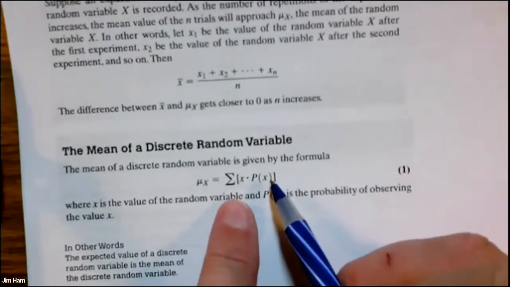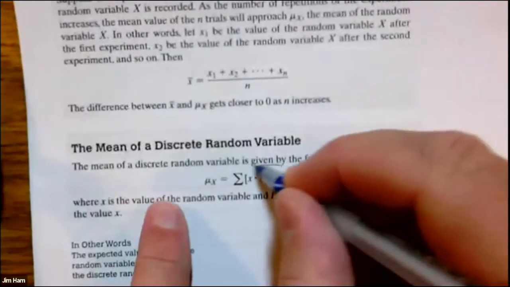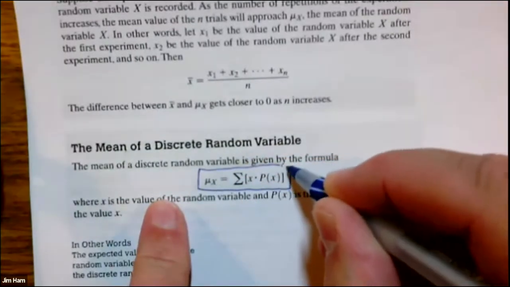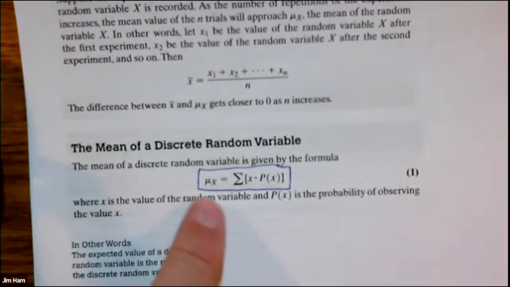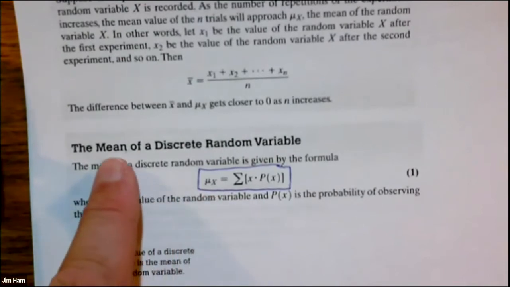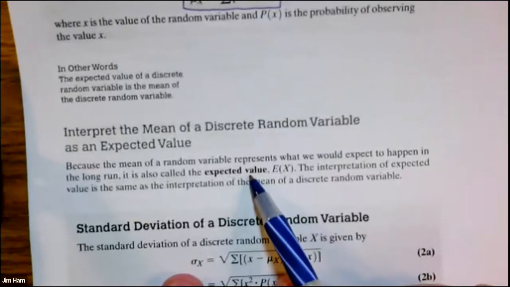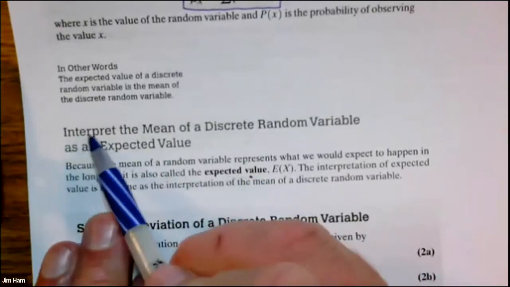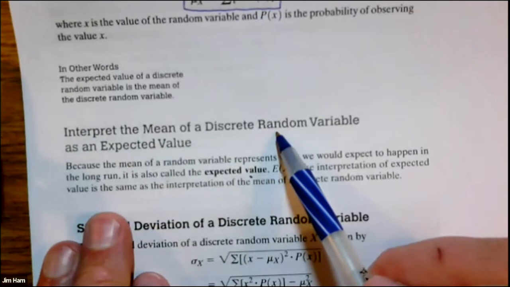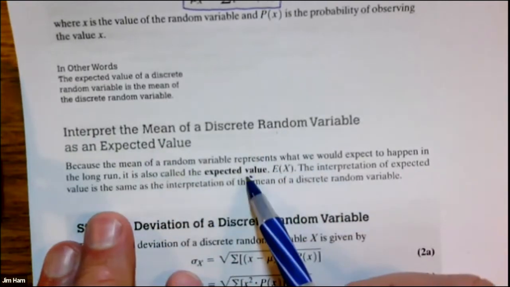All right, here is the main calculation for today. We can do this one by hand. It's not too complicated, but usually we're going to use the calculator for this. And it's called the mean of the entire probability distribution. And what that translates into is the expected value. So when we interpret the mean of a discrete random variable, it's going to be the expected value.